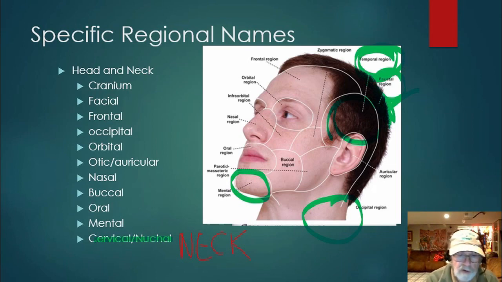That's what education will do for you. Anyway, cervical or nuchal means neck. In fact, the vertebrae in the back of the neck are called the cervical vertebrae. We'll talk about that later on. So those are some specific regional names of the head.